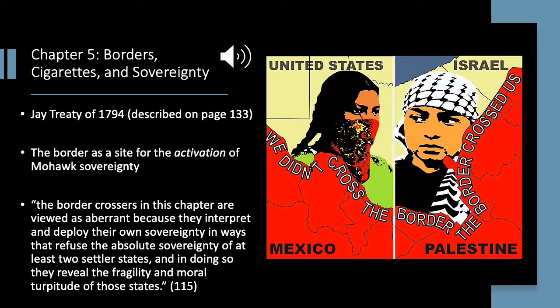This is a lovely phrase, right? So basically she's arguing that the act of crossing the border is a refusal to recognize the absolute sovereignty of the U.S. and Canada. As such, it reveals the fragility of those nation states. This is a picture from a previous, I think I showed you this picture before, right? We didn't cross the border, the border crossed us.